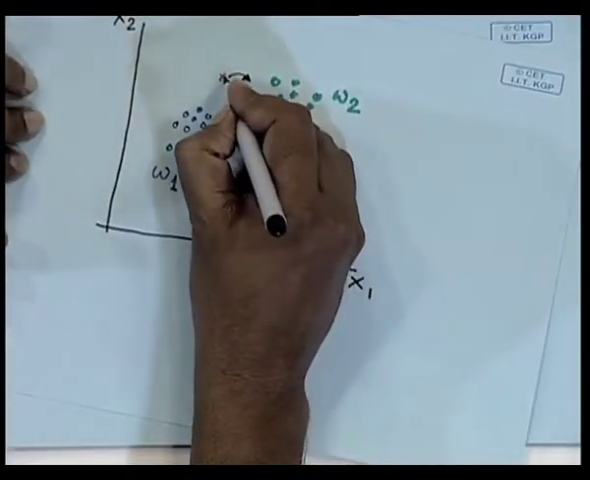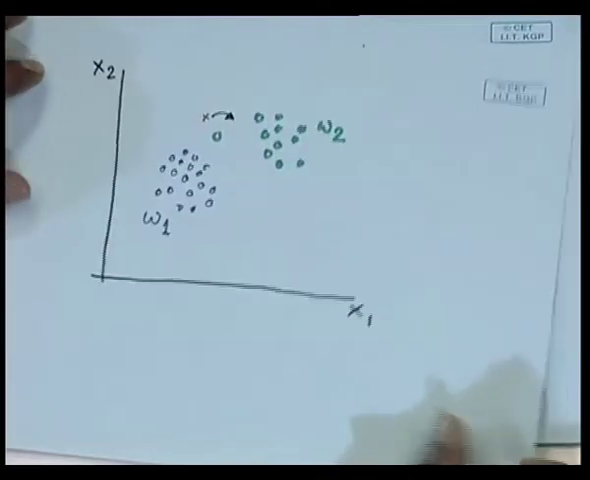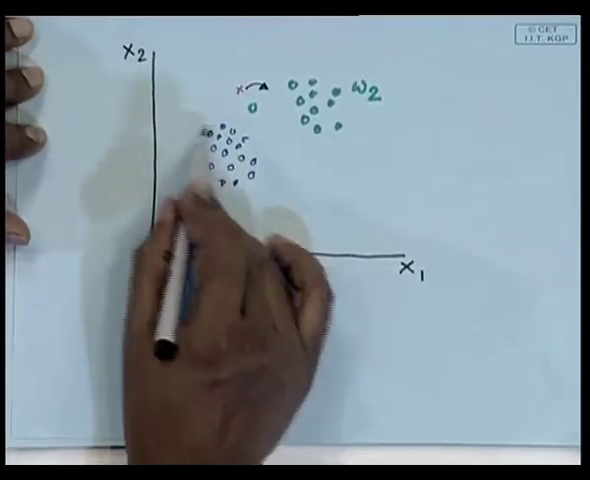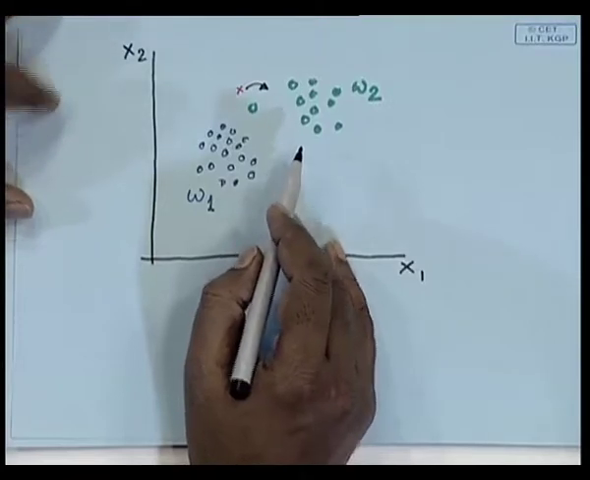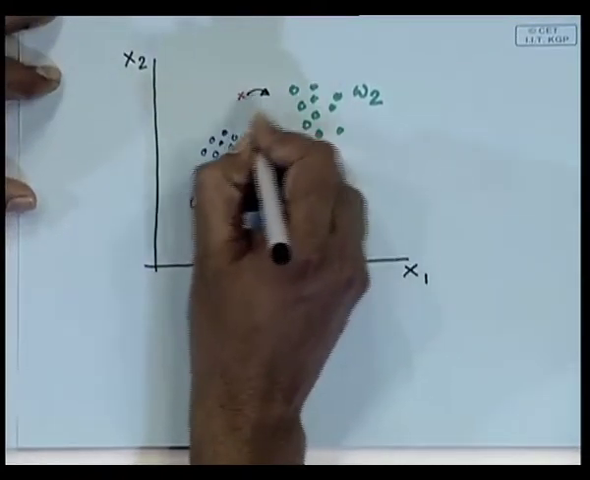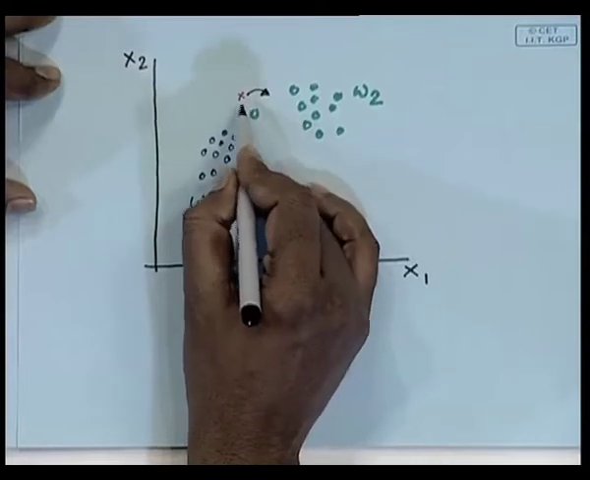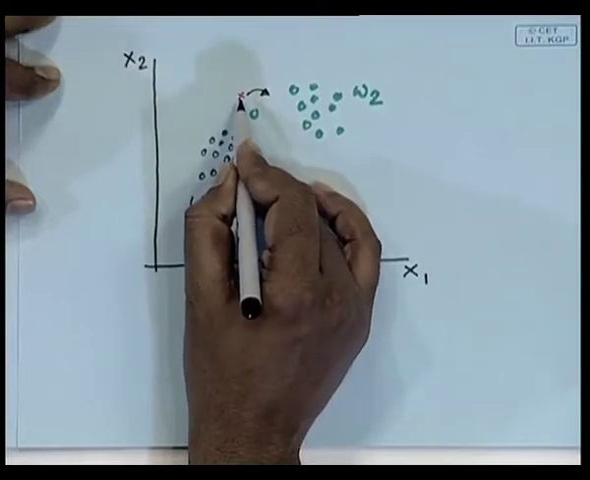So, coming to this same example, this is the position of the unknown sample, and these are the samples from class omega 1, these are the samples from class omega 2, right. So, what I do is I try to incorporate k number of samples which are nearest to this. Okay.